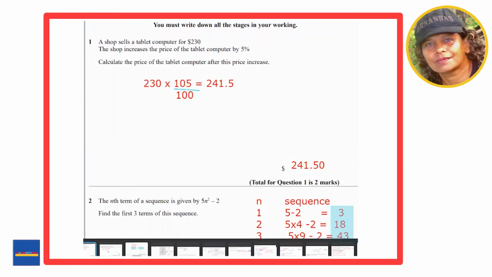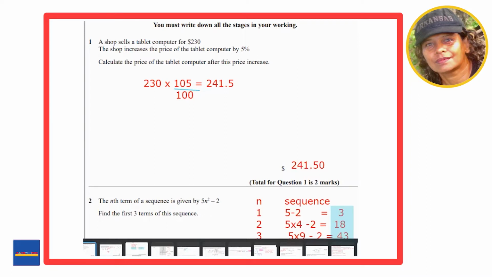The first part of it says that a shop sells a tablet computer for $230 and it increases the price of the tablet by 5%. Calculate the price of the tablet after the price increase. So this question is on percentages. It's a very straightforward question. Here you are increasing something by 5%.